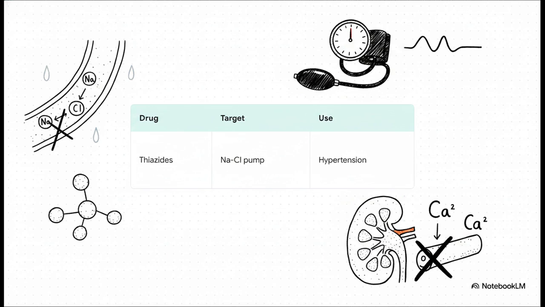Because there's less sodium being reabsorbed here compared to down in the loop of Henle, the result is a much more moderate diuresis. But here's the kicker. Remember, the DCT also handles calcium. While thiazides block sodium, they actually increase calcium retention, which makes them perfectly suited for treating hypertension while also preventing calcium-containing kidney stones. 2 birds, 1 stone.